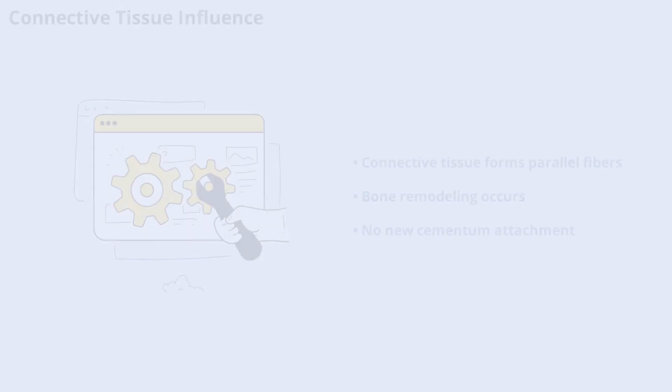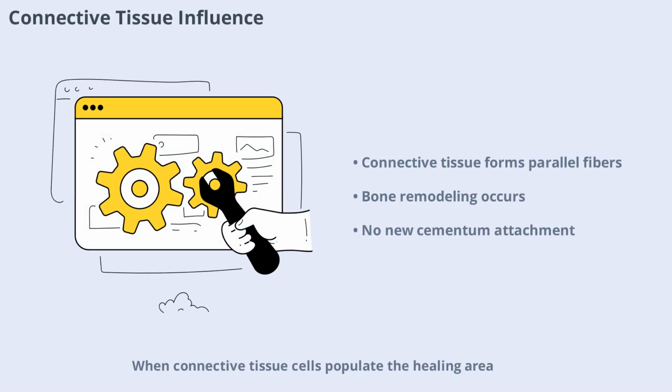tissue. When connective tissue cells populate the healing area, the result is the formation of fibers that run parallel to the tooth surface. This arrangement supports some remodeling of bone, but does not lead to new attachment to the cementum. While this outcome is better than no healing, it still falls short of the ideal, as the original structure and function are not fully restored. The presence and activity of connective tissue cells are important, but their dominance limits the potential for complete regeneration.